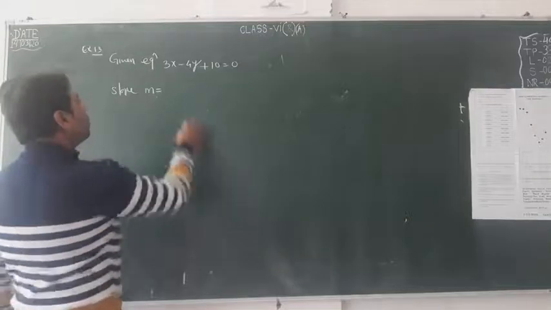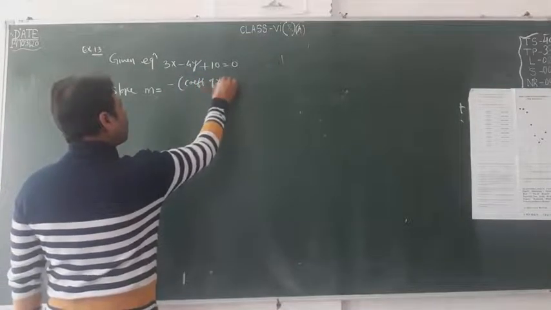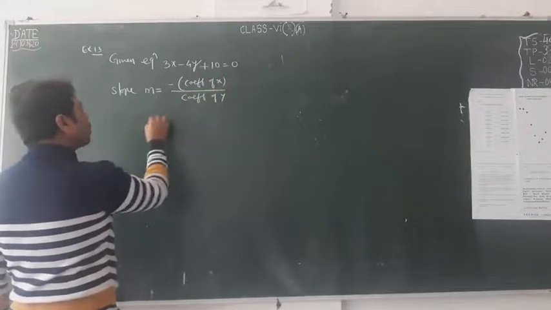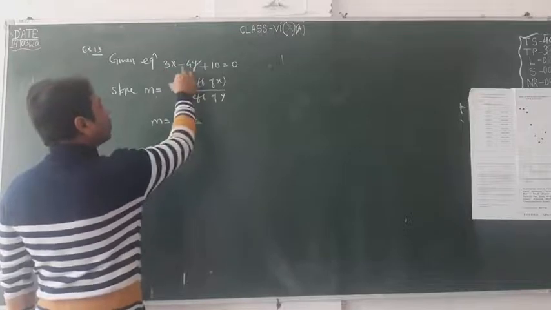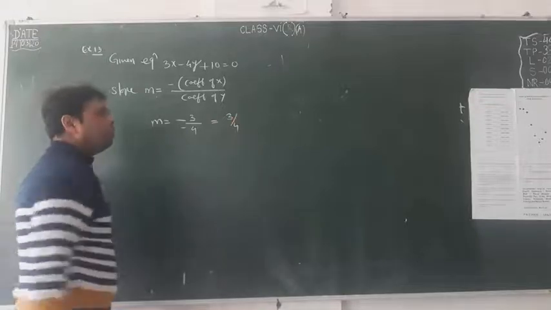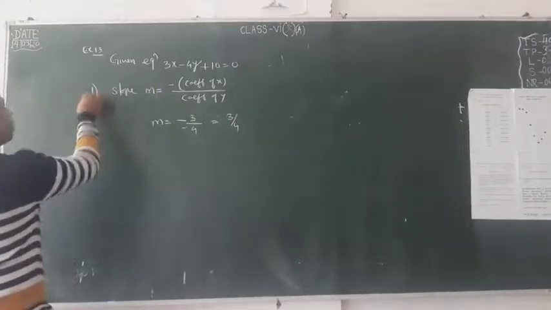The trick is minus coefficient of x upon coefficient of y. That's simple. So m will be minus coefficient of x, which is 3, upon coefficient of y, which is minus 4. So overall m is equal to 3 by 4. That's the first answer completed.